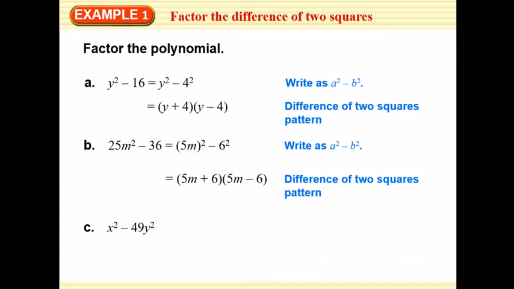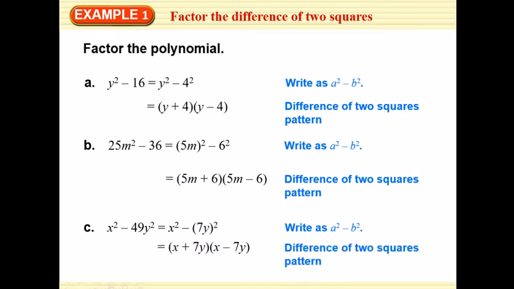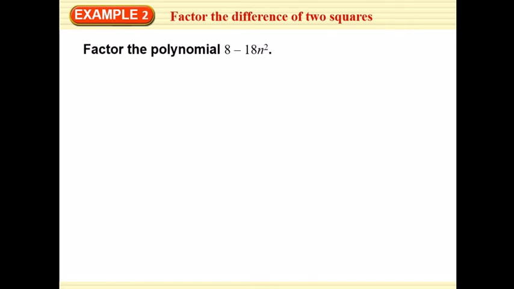And one more example for you. x squared minus 49y squared, rewrite it as a difference of squares. So that becomes x squared minus the quantity 7y squared. And then you factor it: x plus 7y times x minus 7y. And you can always double check these by going backwards through the process and foiling, using your distributive property, combining your like terms, and you should end up back where you started with your original polynomial.